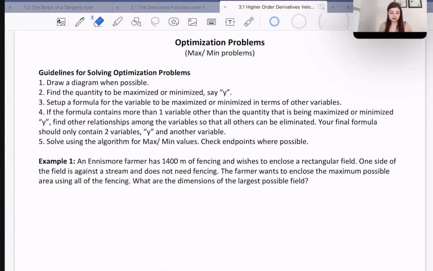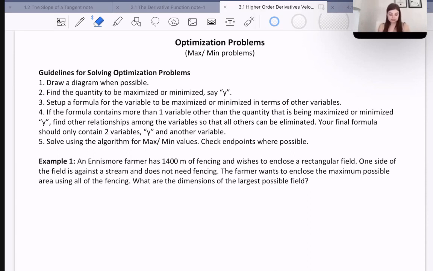Number one says draw a diagram when possible. And while drawing a diagram isn't mandatory, I do think drawing a diagram helps us to visualize what it is we're trying to maximize, what it is we're trying to minimize, and helps us to complete the problem. So I will be drawing a diagram for every single question we do today.